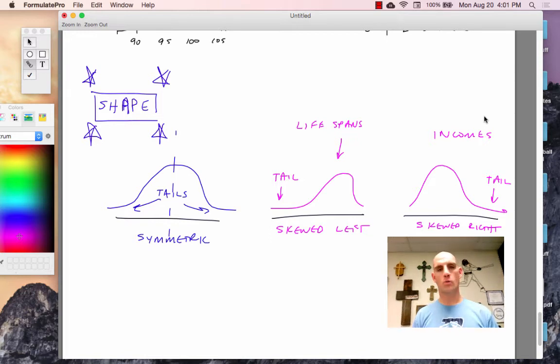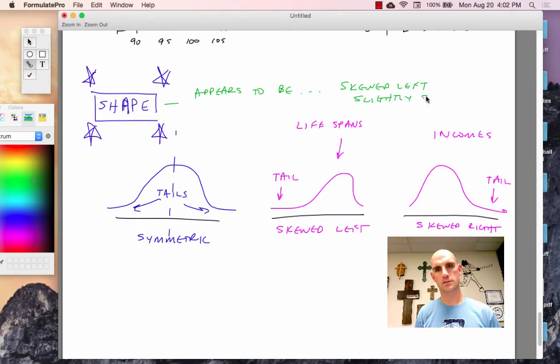All right, and so when we talk about shape, we could say things like this. Appears to be skewed left, slightly skewed, etc. The thing about statistics that we really need to hammer home is we are looking at data and we're making some generalizations, and so using LY words, slightly skewed, fairly skewed, very skewed, right? So we're looking at words that are going to describe the shape of the data.